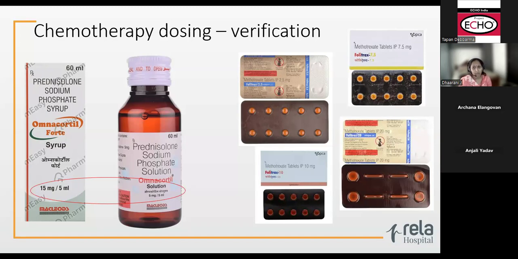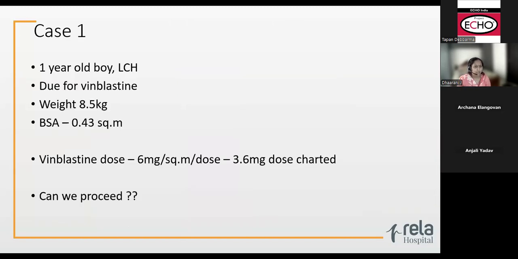Methotrexate is another common drug that comes in various preparations. The 2.5, 5, 10, 20 mg, many preparations are available. So basically we have to ensure this. We will be writing 5 mg, but they might be giving 7.5 mg. So this has to be ensured. So we'll go for some case scenarios.